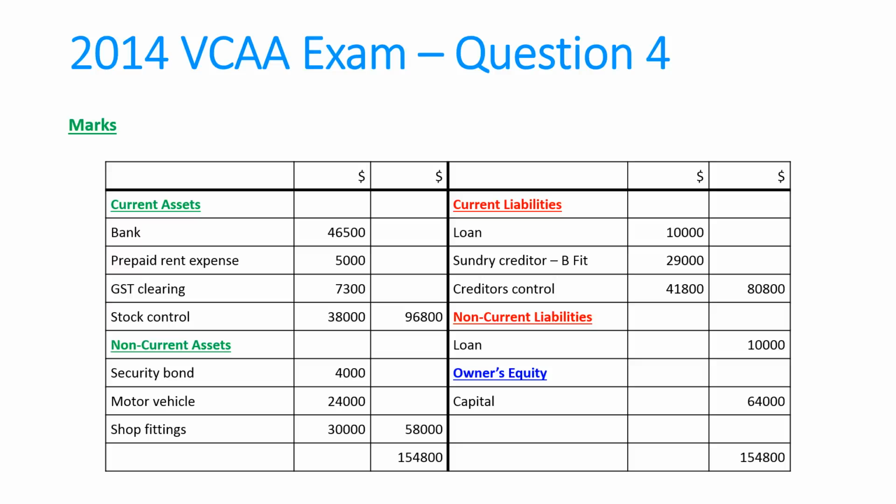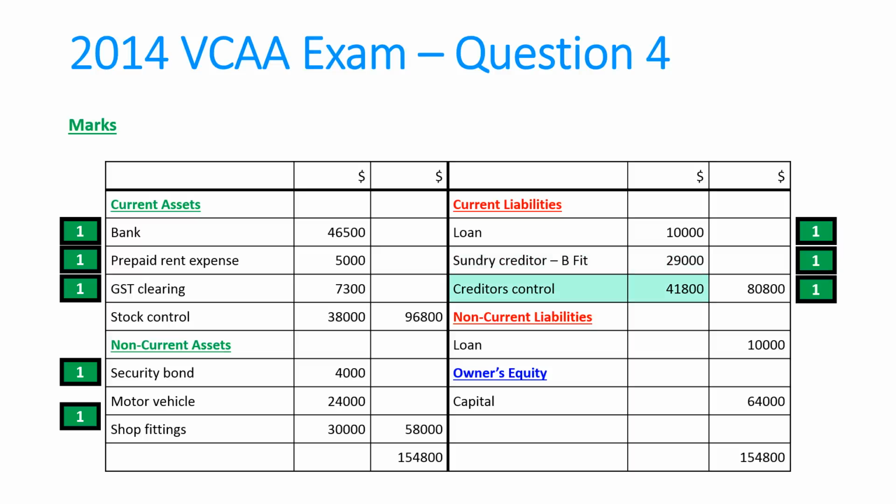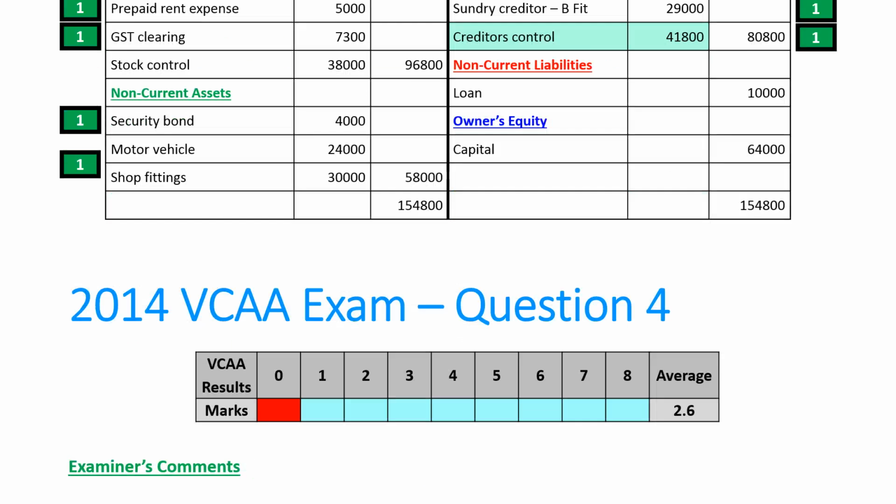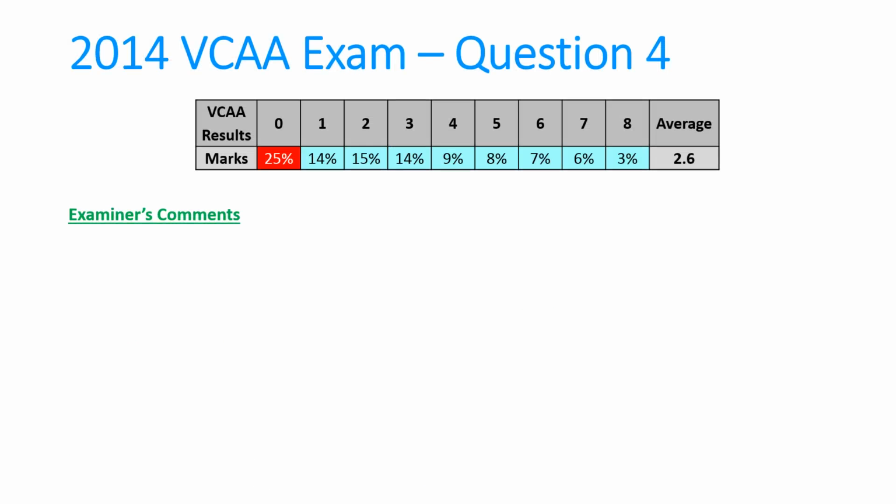Looking at the marks, we had one mark for bank, one mark for prepaid rent and stock control together, so you needed both, one mark for GST, one mark for the bond, one mark for vehicle and shop fittings together, one mark for splitting the loan into current and non-current, one mark for the sundry creditor, and one mark for creditor's control, which is 8 marks, which interestingly enough leaves no marks for any of the totals or the capital figure.